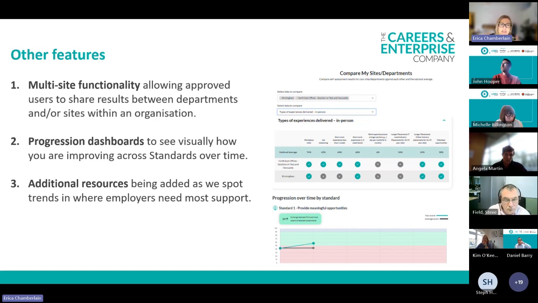You also get a progression dashboard. So that helps you to see visually how you're improving across the standards over time. So if you take this yearly, or say you wanted to do it in 6 months' time, you'll be able to see how you've progressed on each standard over time. And then we have been adding additional resources where we spot trends. So over time, as this has built up, we've spotted trends where perhaps nationally employers are not doing as well on one standard. We will then use that data to say, right, they might need some additional support, and we add in additional resources where we see it's needed.